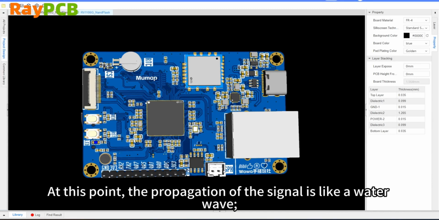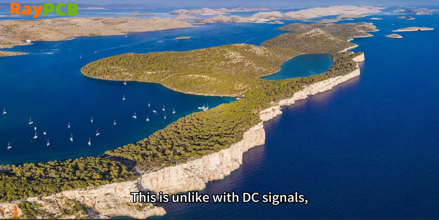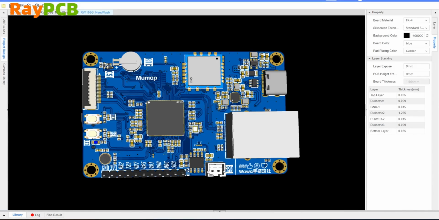At this point, the propagation of the signal is like a water wave, and reflections will occur whenever there is an impedance mismatch. This is different from DC signals, where we can simply understand them as two states, on and off, or high and low levels. However, in the realm of high-speed electrical signals, that particular scenario is no longer the prevailing case. Instead, there will inevitably be some significant reflected states that can impact system performance.